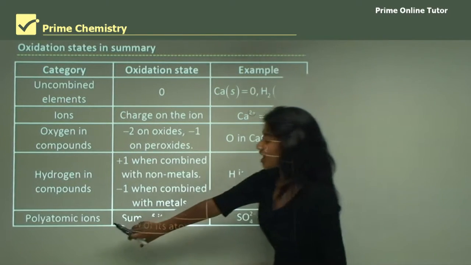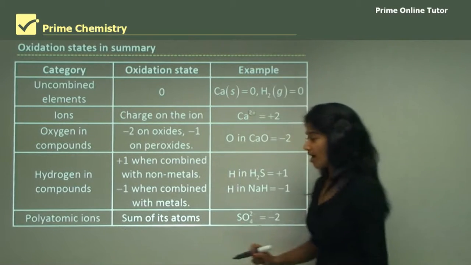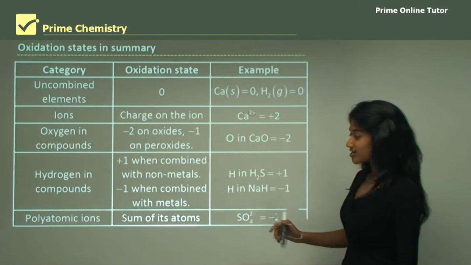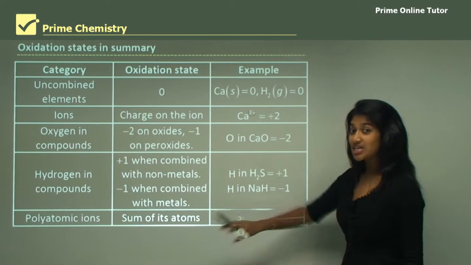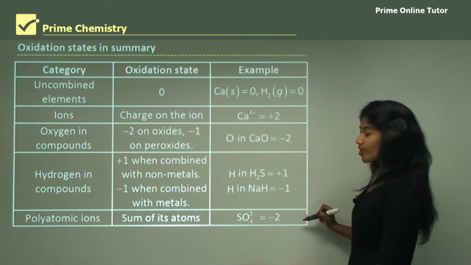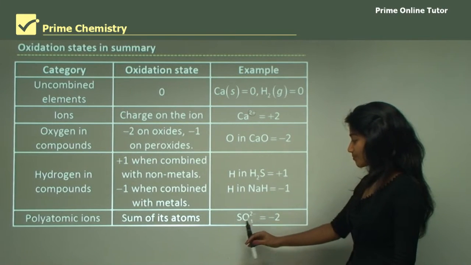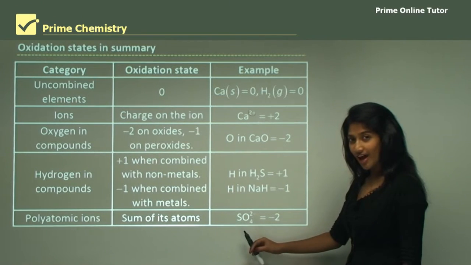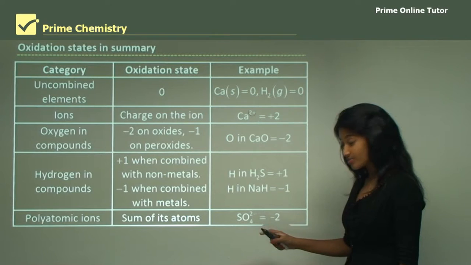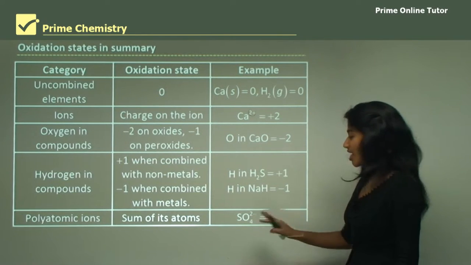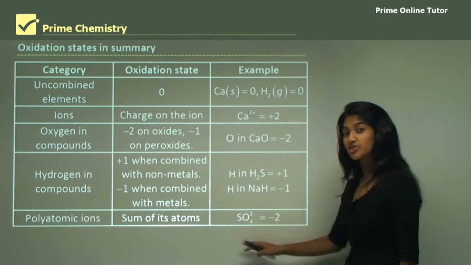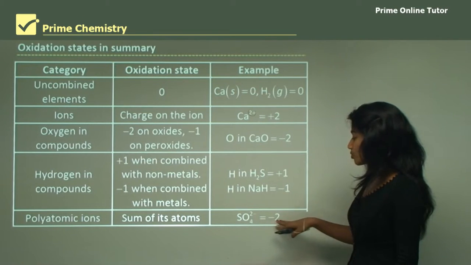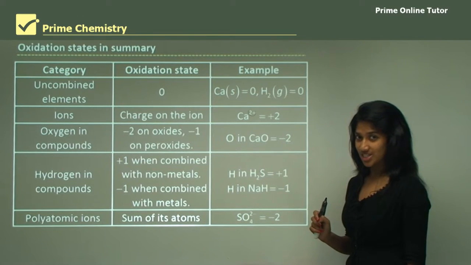And the last one we looked at was polyatomic ions. With polyatomic ions, the sum of the oxidation states of its atoms is the charge of the ion. So for example, here we have sulfur and 4 oxygens, and this sulfate ion has a charge of -2. That means the whole ion, or this whole compound, will have a -2 oxidation state.